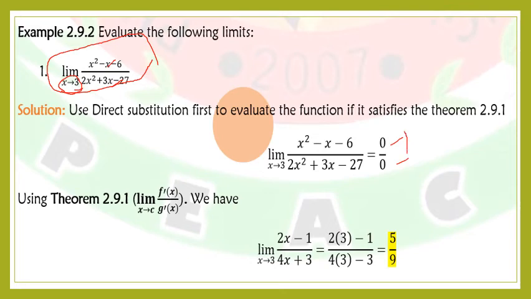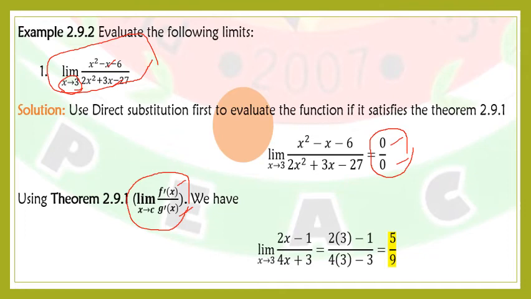So it satisfies theorem 2.9.1, or that is what we call L'Hopital's rule. So, to get the limit, we use L'Hopital's rule. Here is the rule: we take the limit of the derivative of the function in the numerator and the derivative of the function in the denominator as x approaches c.